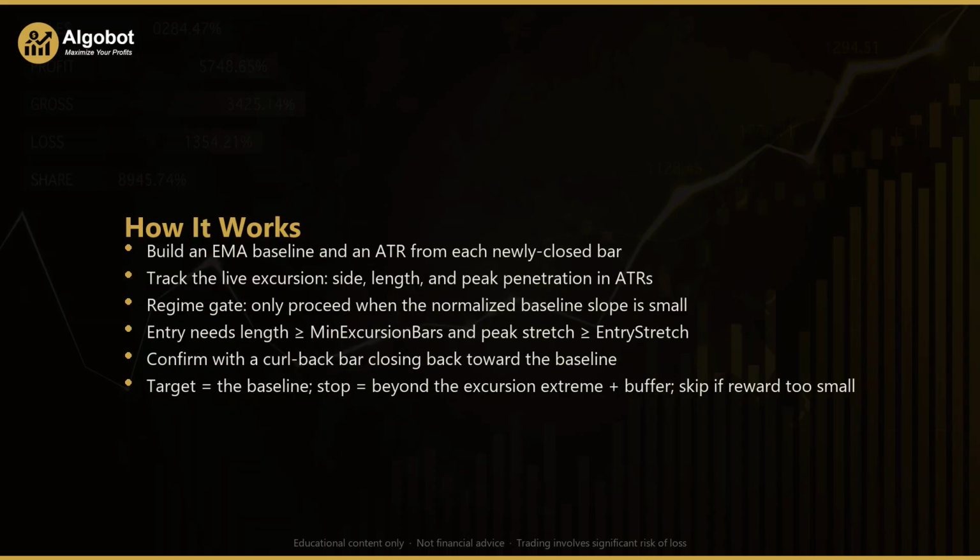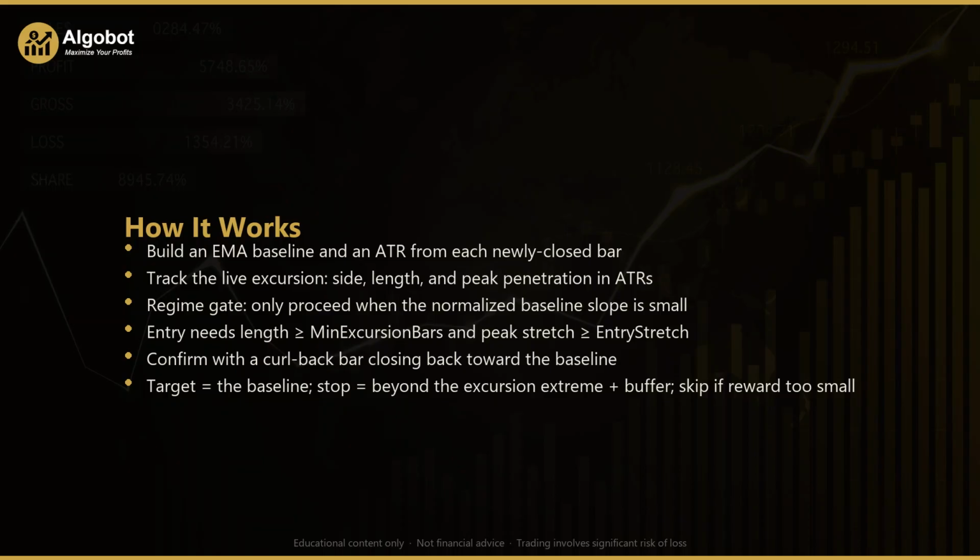The expert advisor works on closed bars only. Each time a new bar completes, it folds that bar into 3 running pieces of information: the exponential moving average baseline, the average true range, and the live excursion state. Updating the excursion is the heart of it. The strategy checks whether the bar closed above or below the baseline. If it's on the same side as before, the excursion length grows by 1. If it flips to the other side, a fresh excursion begins with a length of 1. Along the way, it records the peak penetration in ATRs and the structural extreme, the highest high of a bullish excursion or the lowest low of a bearish one.